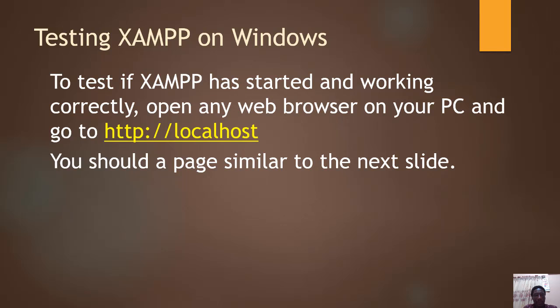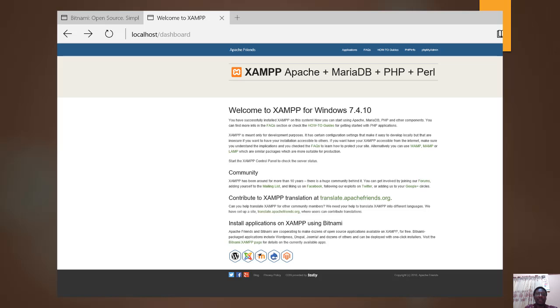All right. So now that we have finished installing our XAMPP, let's just test it. Is it working? Just pick any browser of your choice. It could be your Chrome, your Mozilla, your Edge, your Internet Explorer, any web browser. Just type http://localhost. Yes, http://localhost. Then you will see something like this.